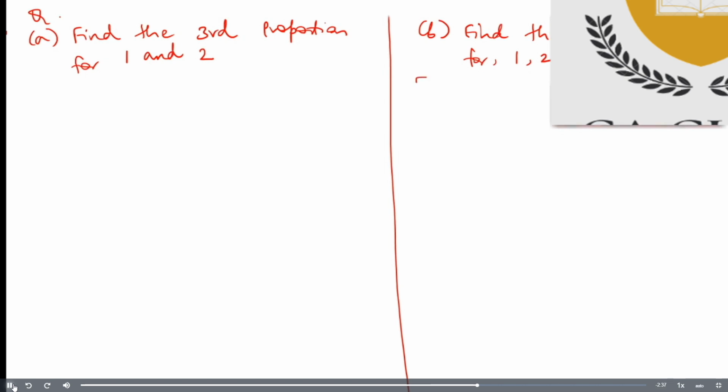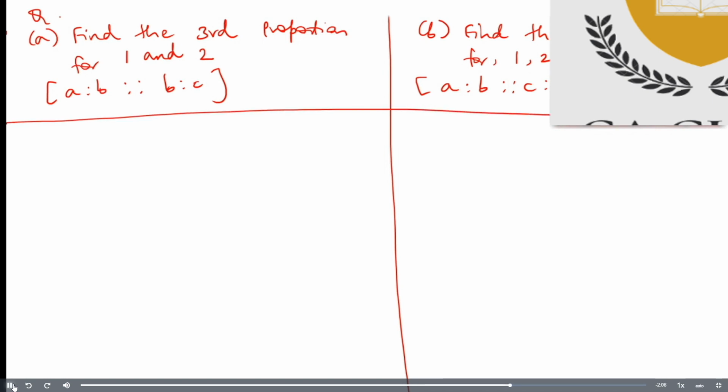So this is a classic case of A is to B proportion C is to D. And the first part is find the third proportion for 1 and 2. This has only two numbers given. That means there is only one more number. Therefore, this is a case of A ratio B proportion B ratio C. These two questions simultaneously will help you understand the concepts properly. So let's solve the question.